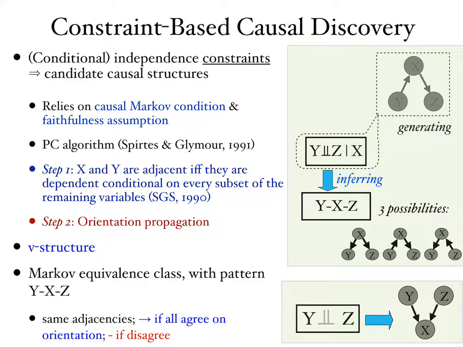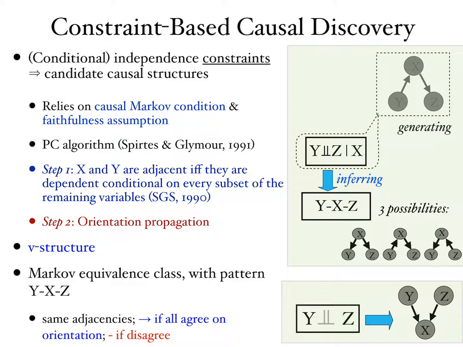So can I ask a question about step 1? You say that in step 1, x and y are adjacent if and only if there are dependent conditions on every subset of the remaining values. Exactly. So if I have n variables, I have to test 2 to the power of n. So wouldn't that make step number 1 non-polynomial?